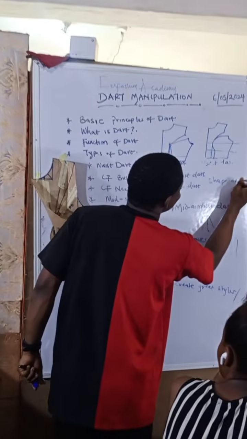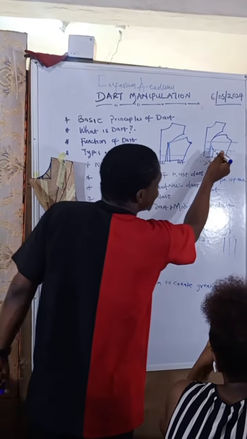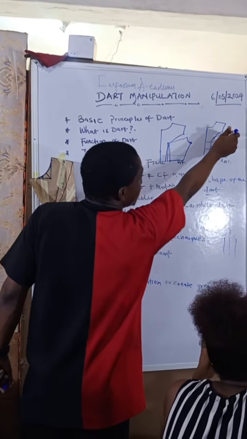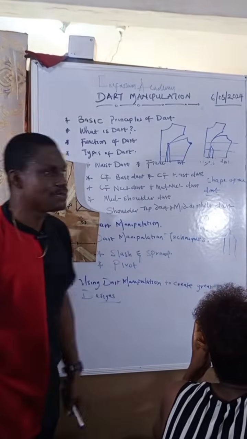So if you notice, both of them are almost the same thing. We have waist dart here, we have mid armhole dart, we have waist dart, we have mid armhole dart. But when you look at both shapes, they are not the same.